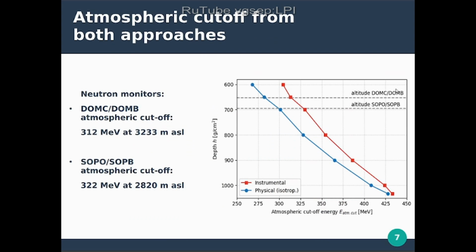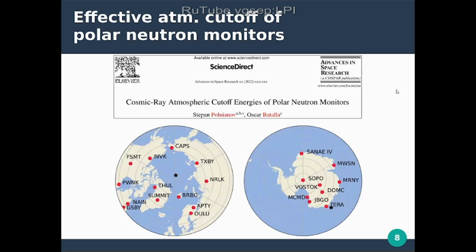Yes, an important thing is that nowadays we have only two instruments which have exceptionally high sensitivity to cosmic rays, because they are located in the polar region, have practically zero geomagnetic cutoff, and they are also located at high altitudes. These instruments are the DOM-C, DOM-B at the Concordia station, and the South Pole neutron monitor at the Amundsen-Scott station, basically at the South Pole. And these are the values. As I told you, the atmospheric cutoff at sea level is about 430 megaelectron volts. And you see that these neutron monitors have the atmospheric cutoff values reduced to 300 MeV.